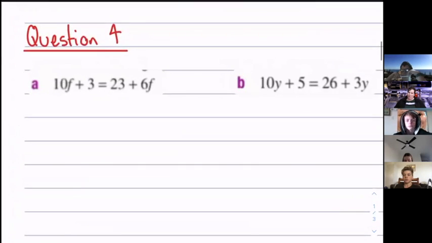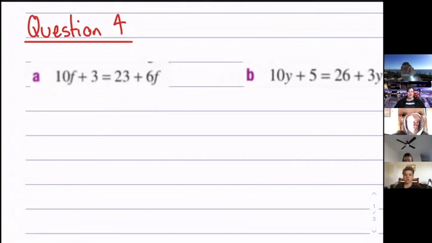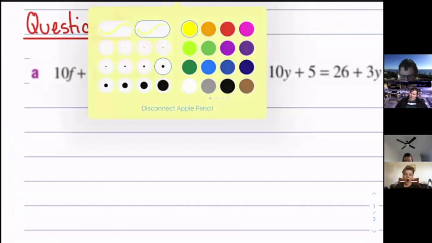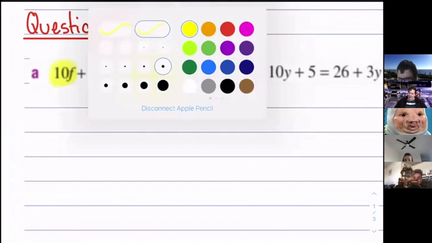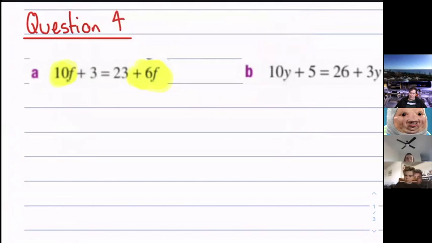So we have question 4, which has 10f plus 3 equals 23 plus 6f. The problem with this question is that we have 10f here and we have 6f here, and we like to solve equations when we just have the f on one side. So what I'm going to do is pick the side with the larger f. What's larger between 10 and 6? It's 10. And I'm going to move the other one over to that side.